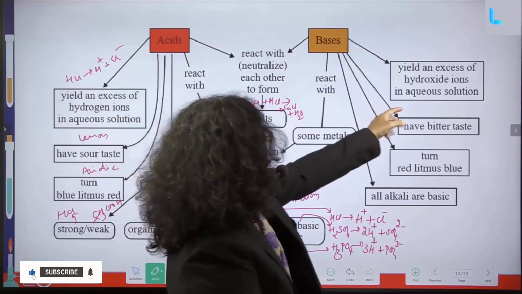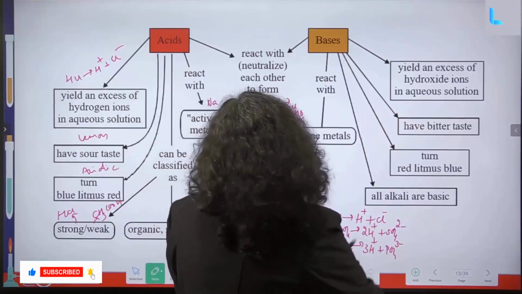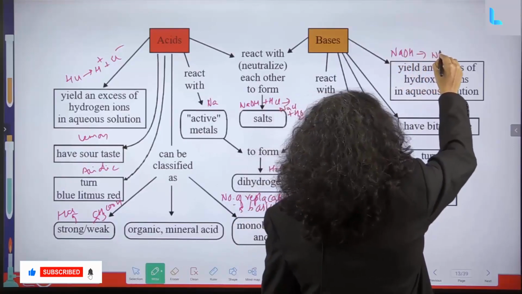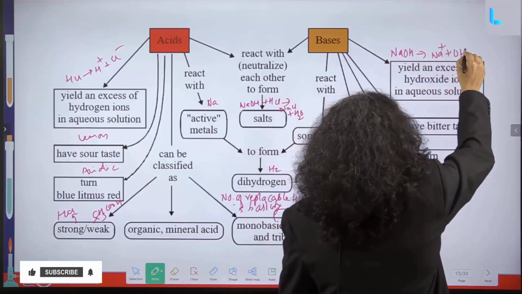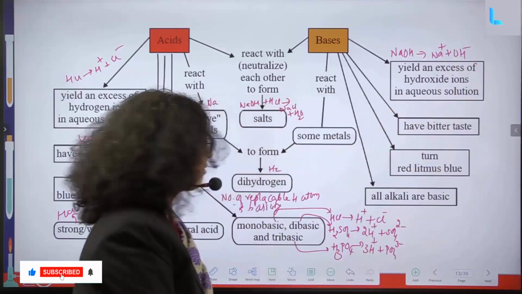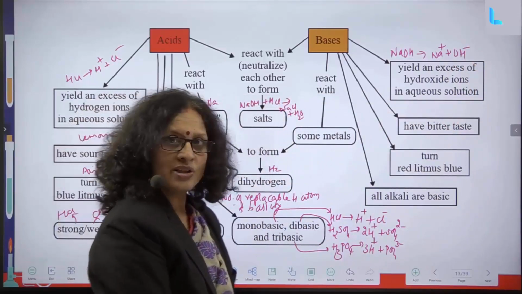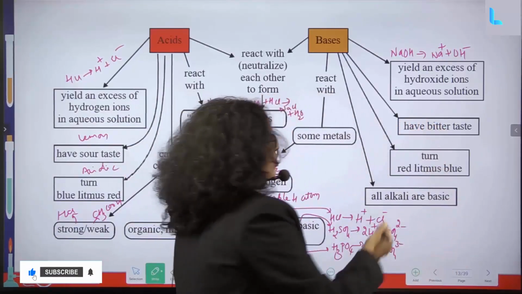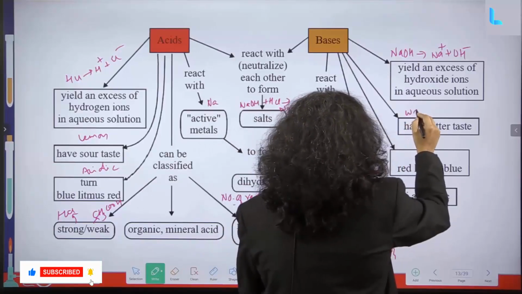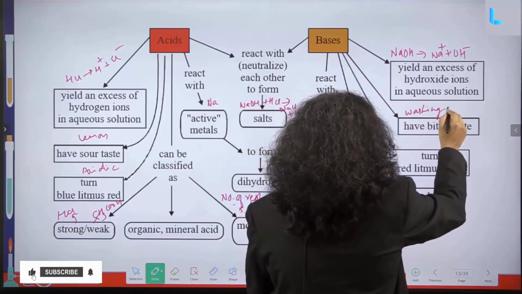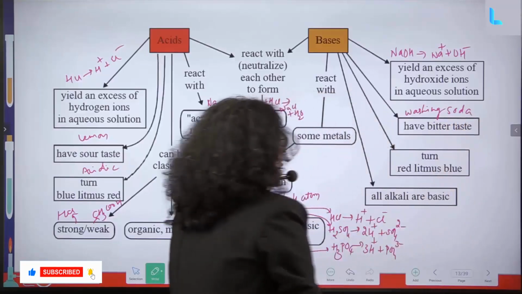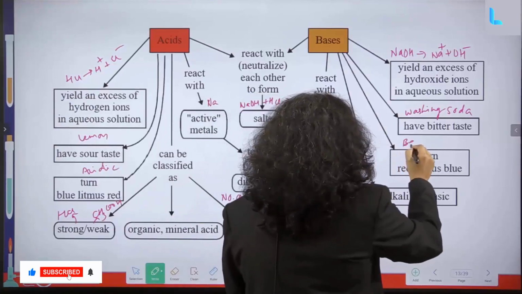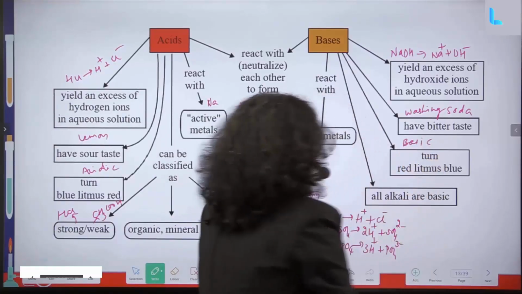Now we will discuss base. It has an excess of hydroxide ions in aqueous solution. Taking one base, NaOH breaks as Na plus and OH minus. Then it has a bitter taste, like bitter gourd, or washing soda. Then it turns red litmus blue. What does it indicate? A substance turning red litmus blue means the substance is basic by nature.